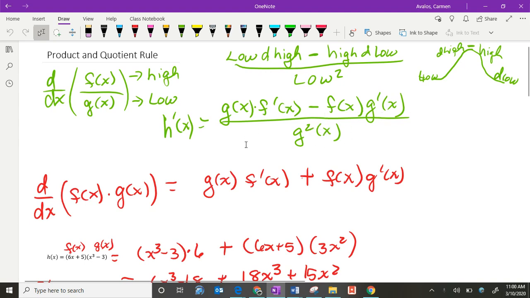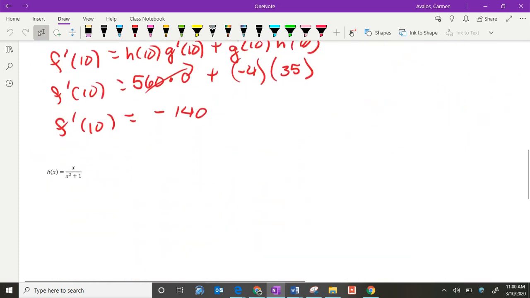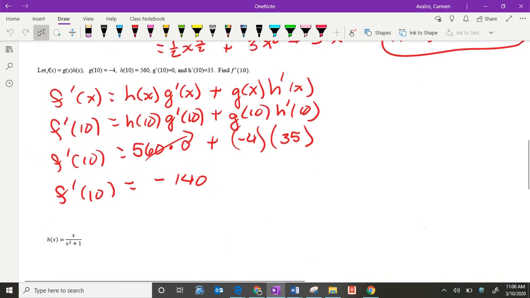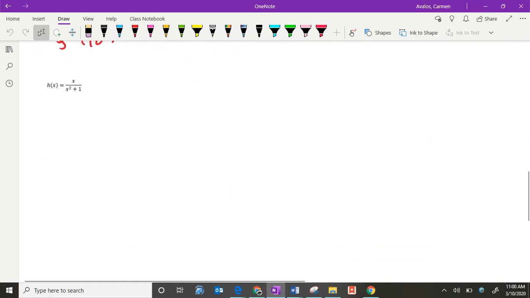then low squared. And then of course this is the product rule, which is just the numerator of the quotient rule, but with a plus sign, and because this is not a fraction. So that's the product rule and the quotient rule. The other video had the product rule. This one here is going to do the quotient rule.